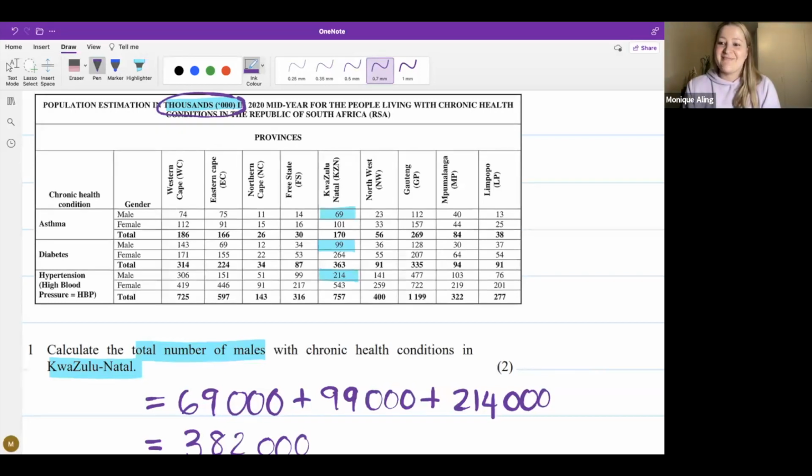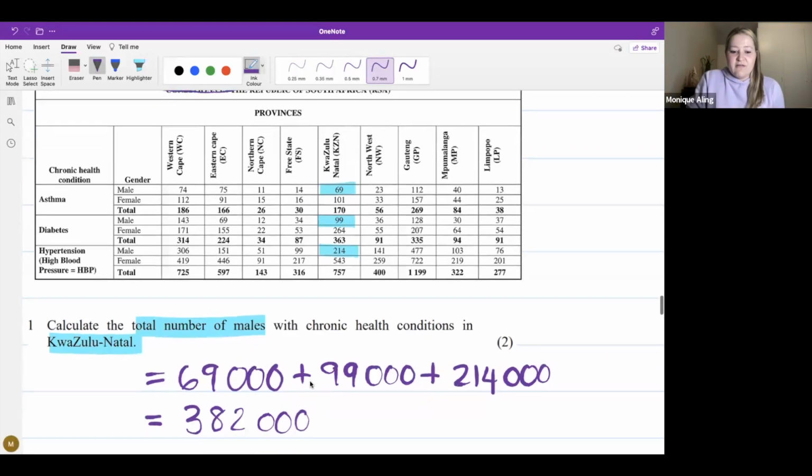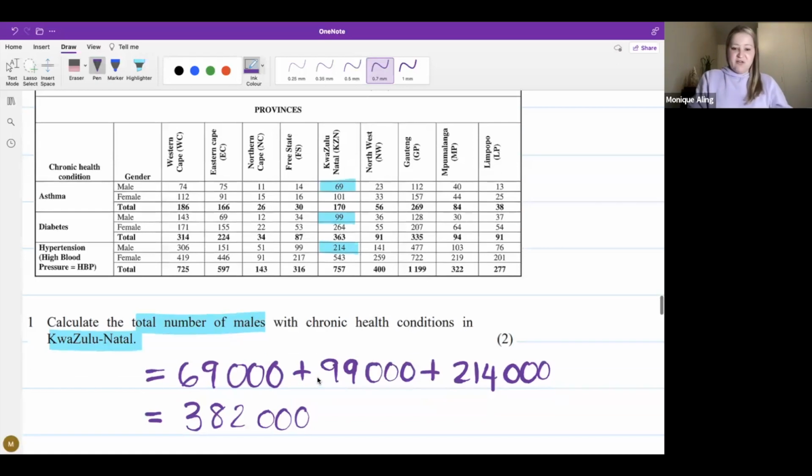Okay, thank you. Pleasure. Okay, guys, so please always just take note of that. Sometimes they can say in millions. They like to do that also with graphs. I calculated all 3 times 1,000. Yeah, that's fine. Can do it that way as well, because that's just adding 3 zeros at the end.